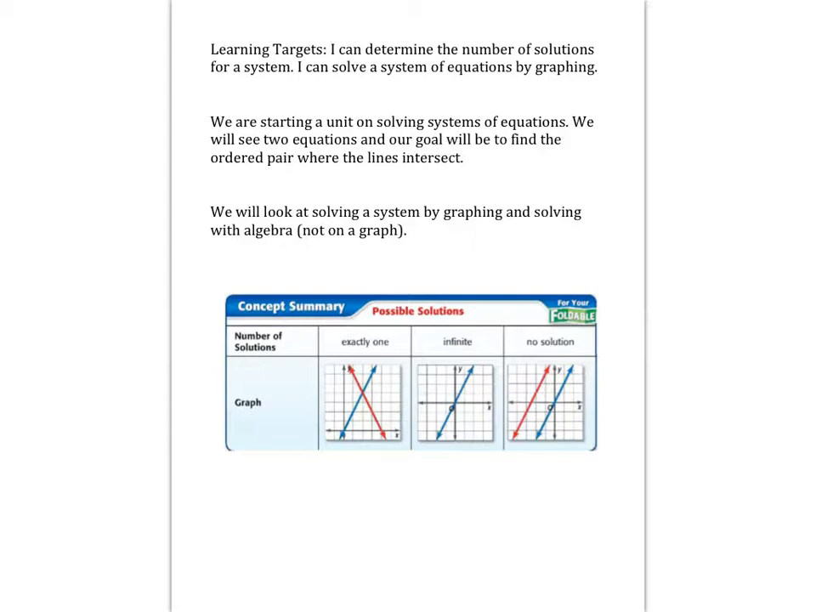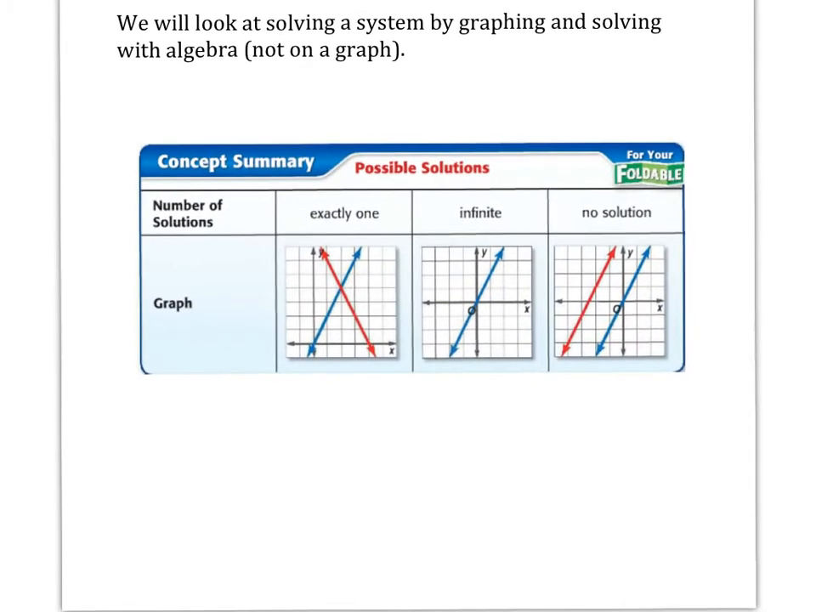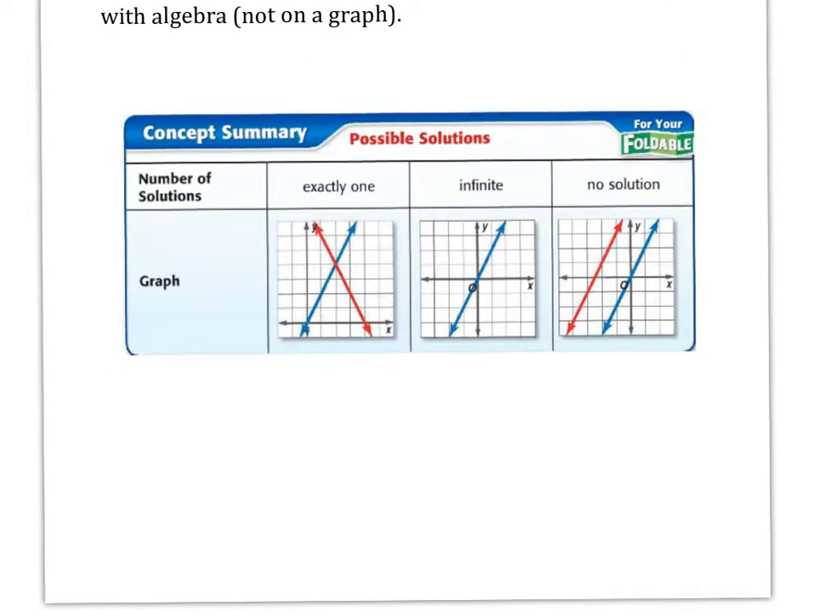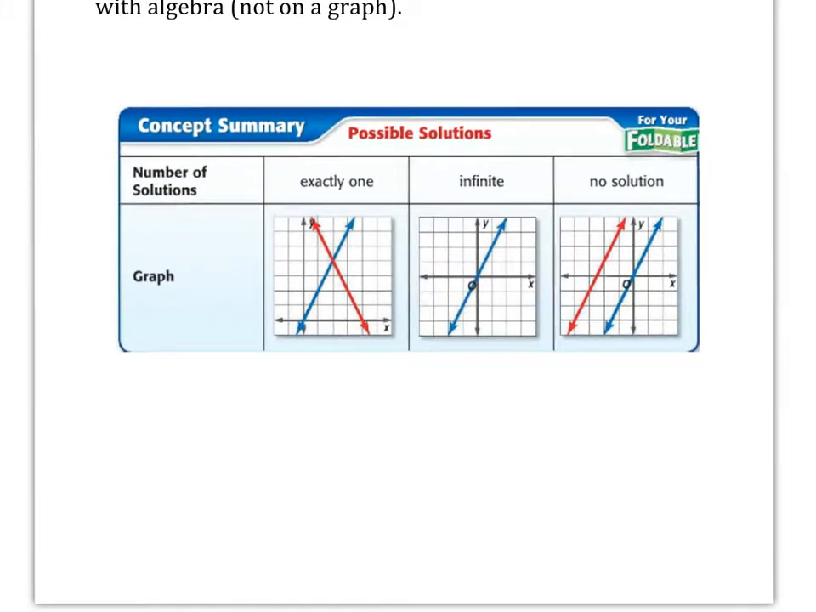So let's take a look here at the summary of possible solutions when we're solving a system of equations. One possible solution would be to have exactly one solution. This means if we were to graph the two lines, the two equations, they would cross one time. And so on this example here, it would be right there, and that would be one solution. So they cross one time.